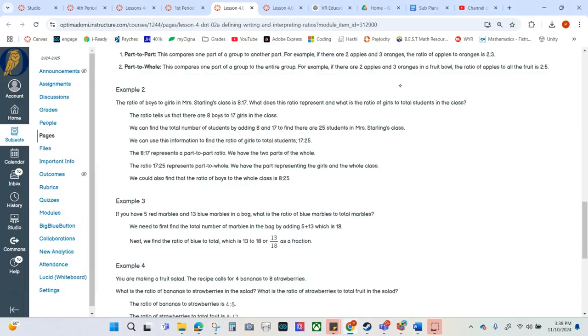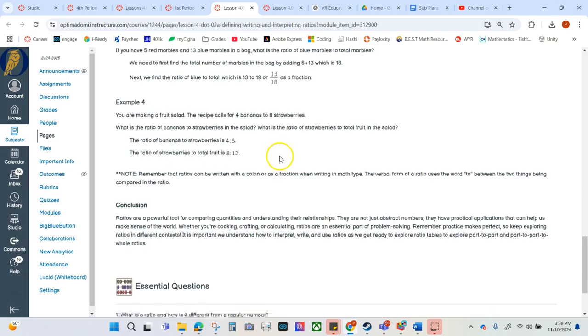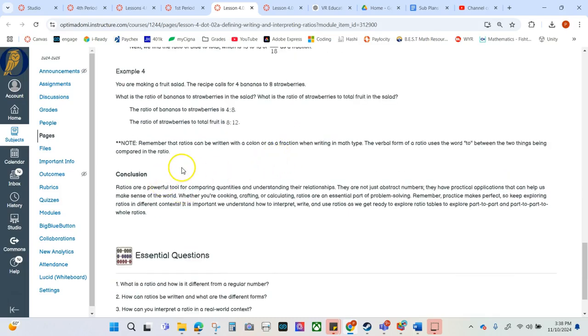So you can go ahead and read through examples 3 and 4 on your own before you do the homework. And let's talk about this conclusion. Ratios are a powerful tool for comparing quantities and understanding their relationships. They are not just about abstract numbers. They have practical applications that can help us make sense of the world. Whether you're cooking, crafting, or calculating, or trying to see who's better at Fortnite, ratios are an essential part of problem solving. Remember, practice makes perfect, so keep exploring ratios in different contexts.